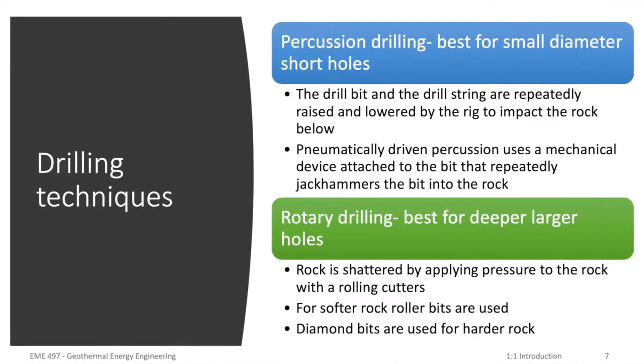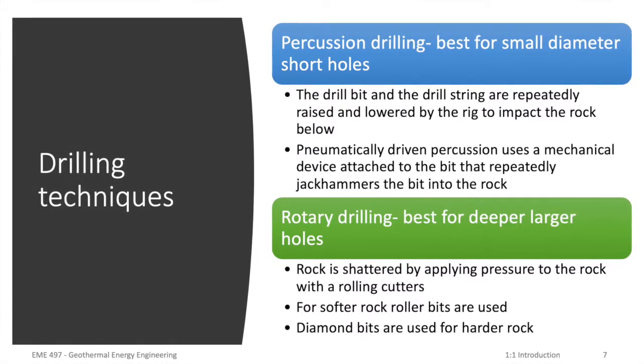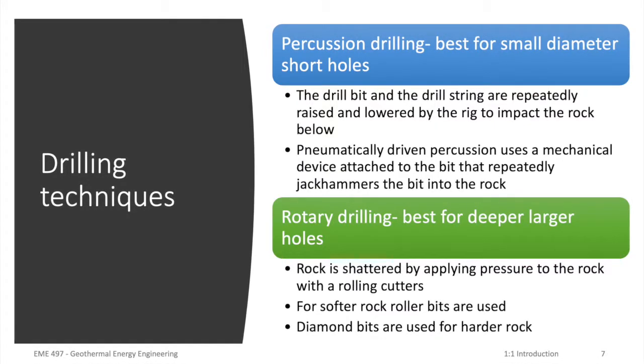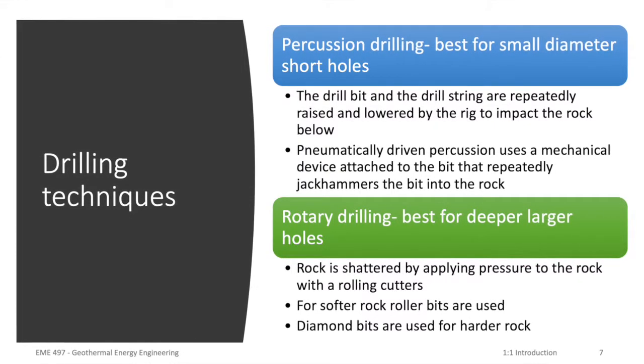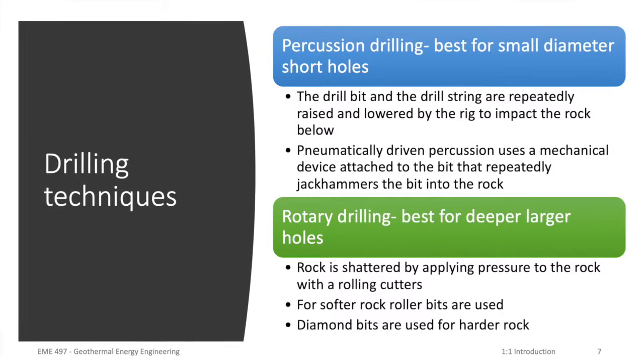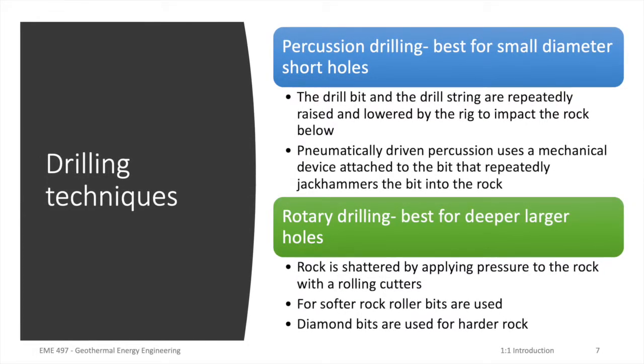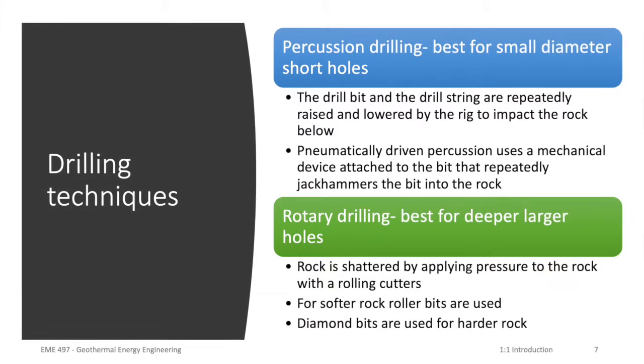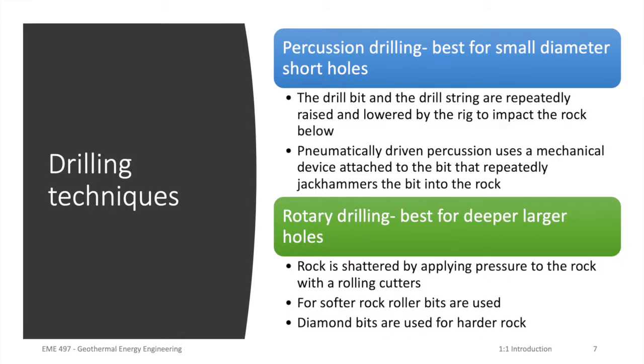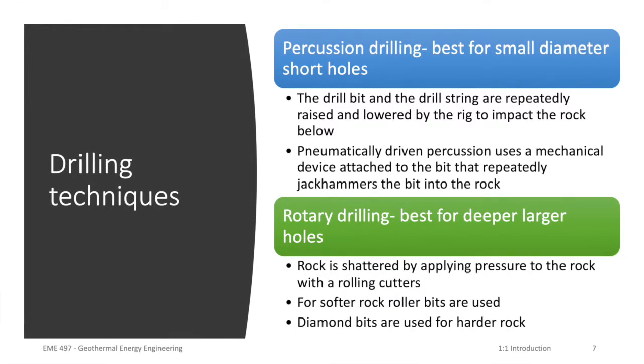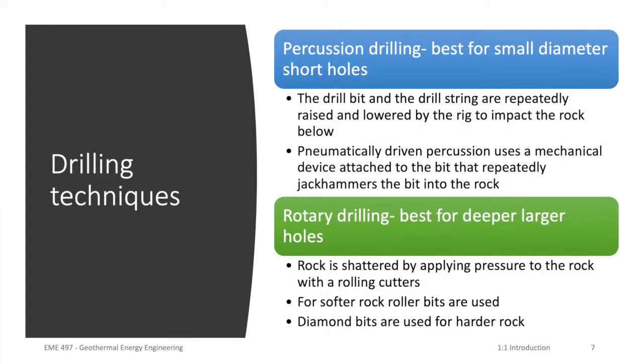The second drilling technique that we will discuss is called rotary drilling. Rotary drilling is best for deeper, larger holes. In rotary drilling, the rock in the subsurface is shattered by applying pressure to the rock with a rolling cutter. For a softer rock in the subsurface, roller bits are the better type to use. If the rock is harder, then a diamond bit is the preferred piece.